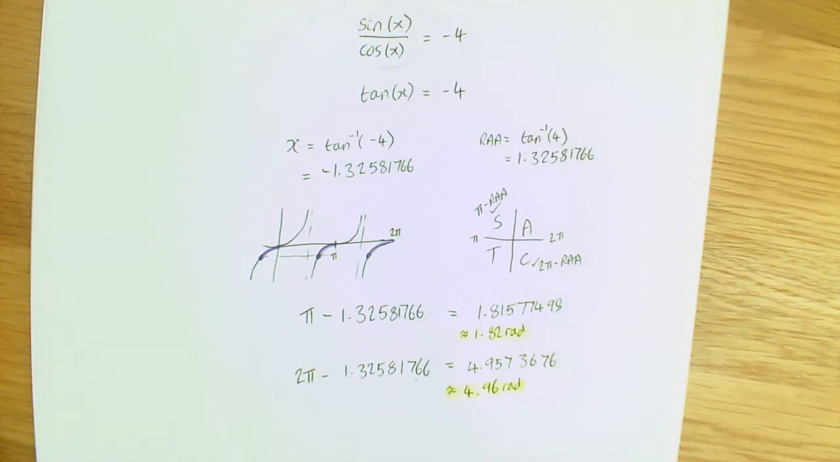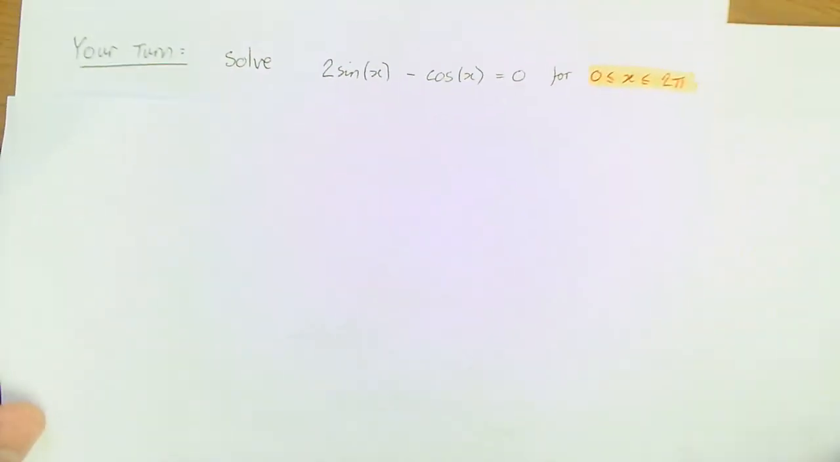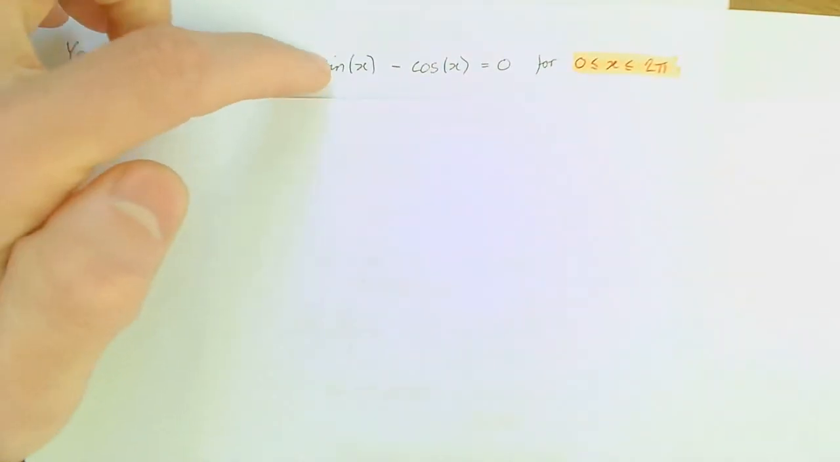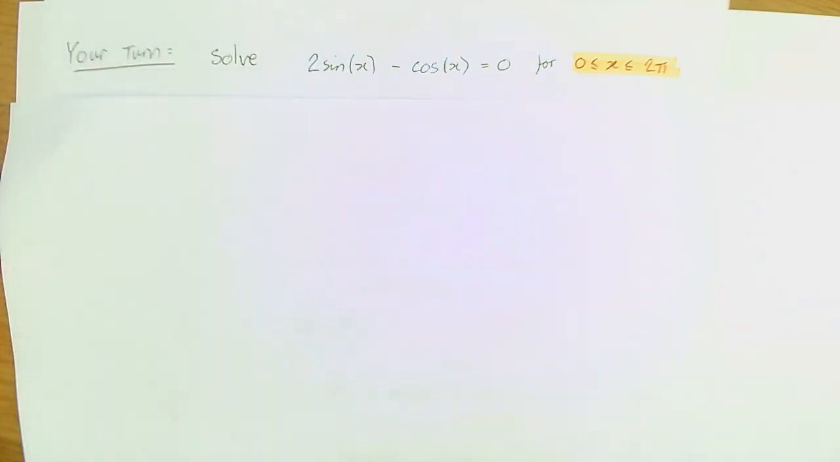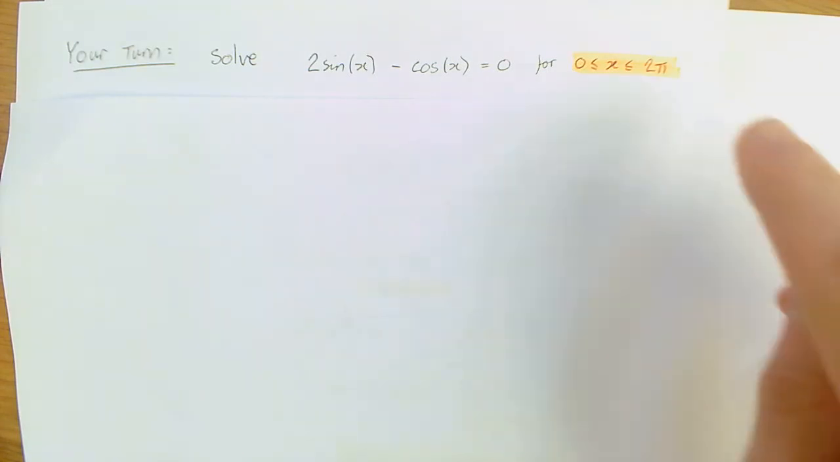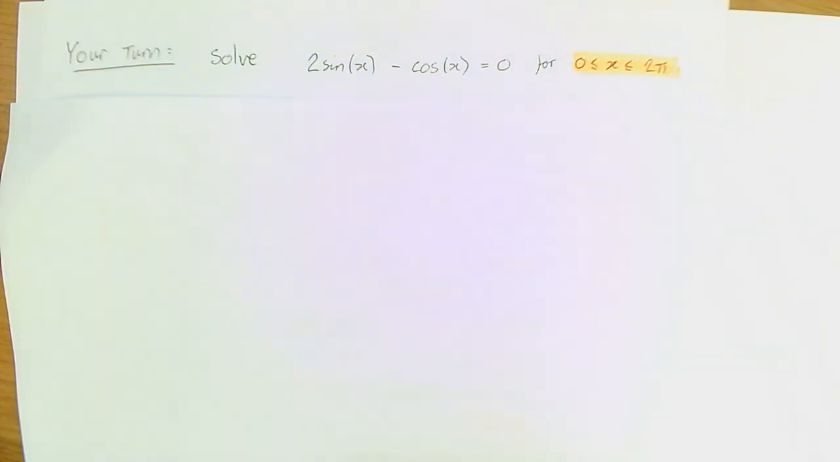So have a go at one of those for yourself. Again, the big clue is that we've got a sine and we've got a cos. No double angles in here, so we're probably going to aim to try and get a tan somewhere in our equation. The other thing to watch out for, we are still in radians. So have a go at that one, pause the video, and I will run through the answer in just a moment.